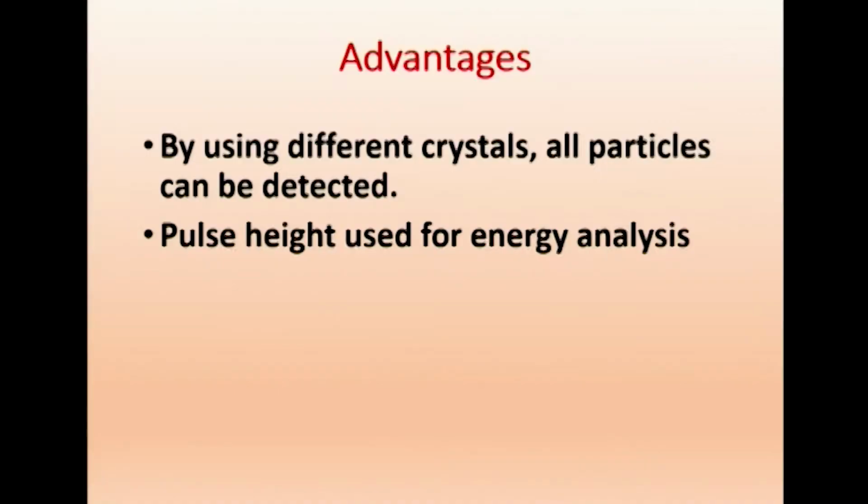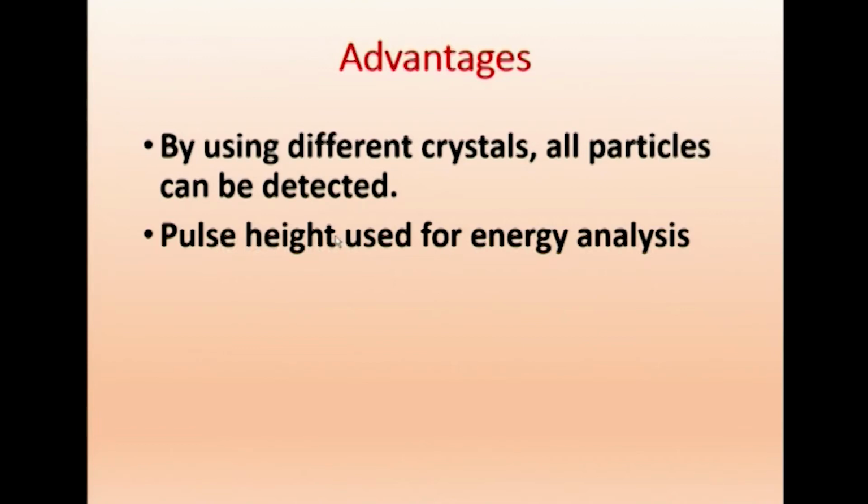So what are the advantages? By using different crystals, all particles can be detected. For example, if a scintillation detector is using ZnS, it will be suitable for alpha. Now if you change the scintillator, it can be used for any type of detection. So it will be based only on the selection of crystals. The pulse height is used for energy analysis. So height of the pulses is known, therefore we can analyze the energy.